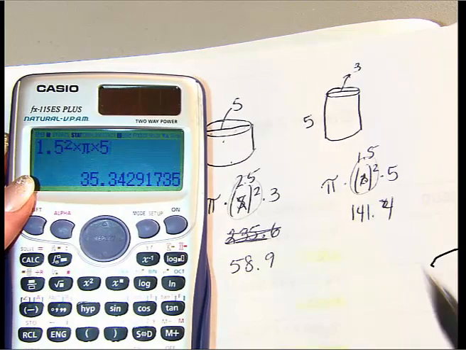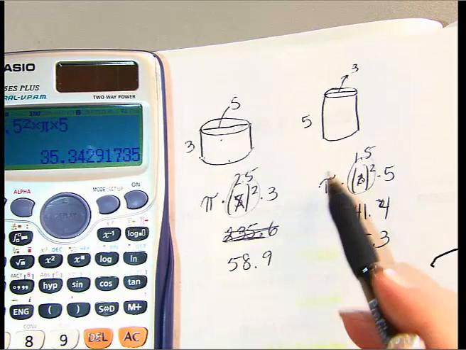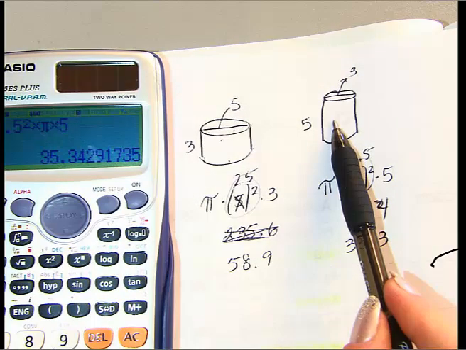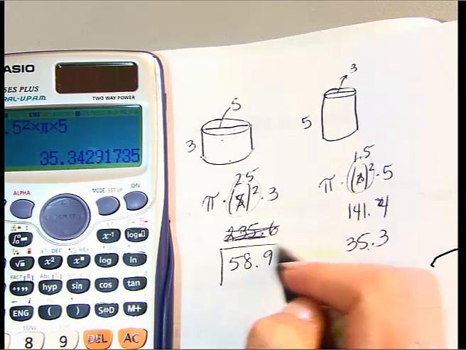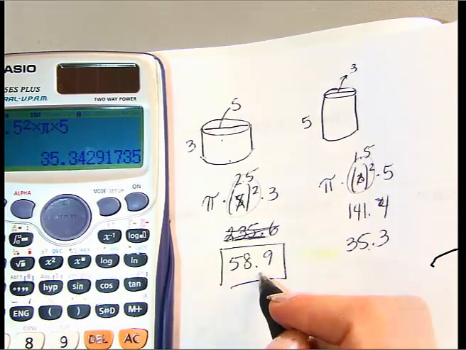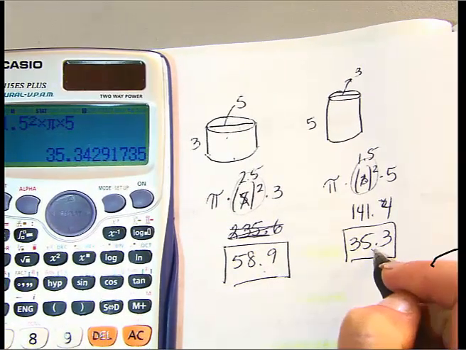We still know that this one is smaller because my radius is smaller, but now I've actually proven that, because this one can hold 58.9 inches of stuff. This one can hold 35.3 inches of stuff. So just changing the orientation changed that.